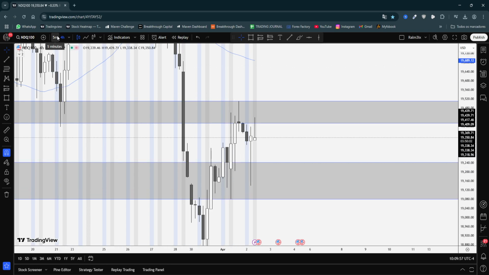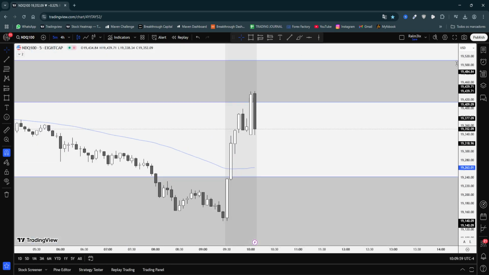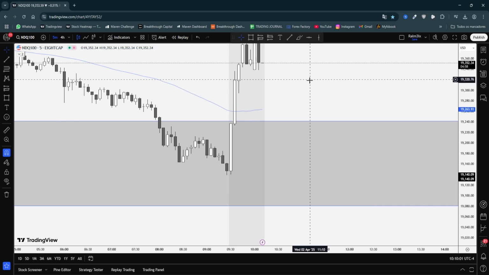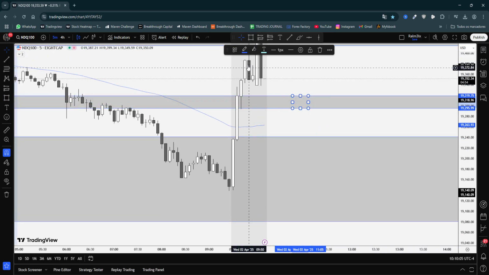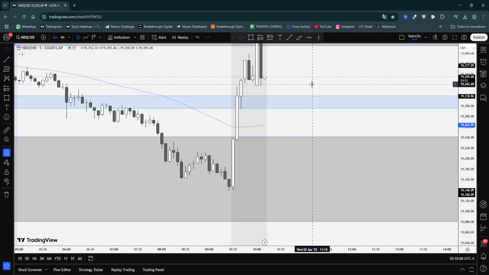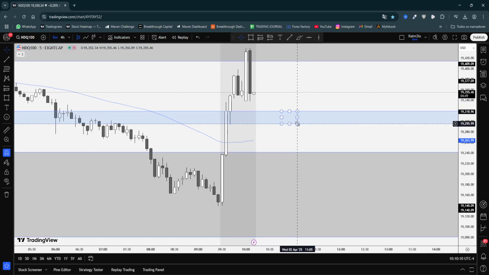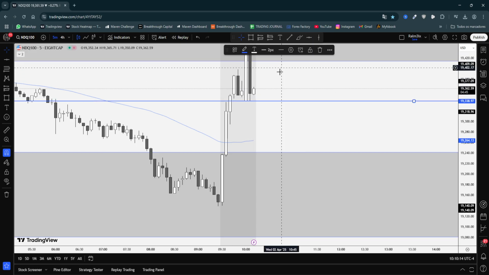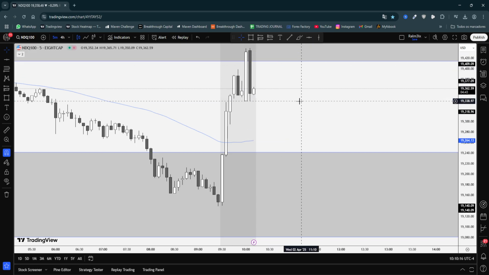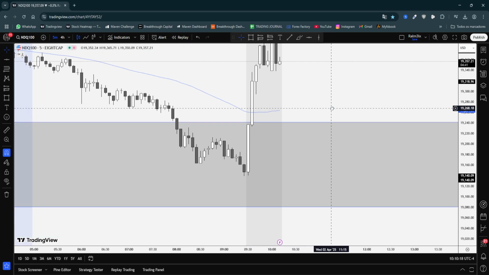What we do next, we go to the 5 minutes. In the 5 minutes, we mark the zones. To mark the zones, you can use this tool, okay? If you want, you can use a box, or you can use, for example, a simple line. And let's go.